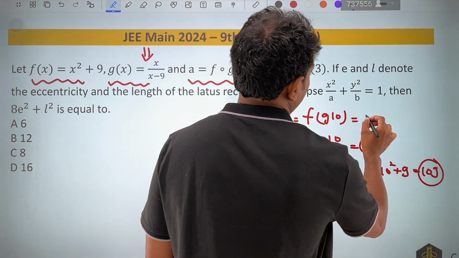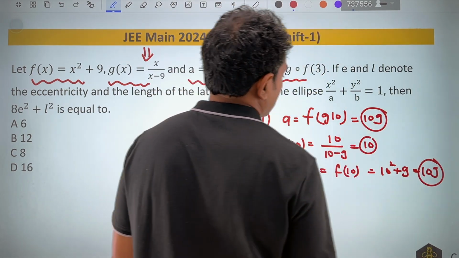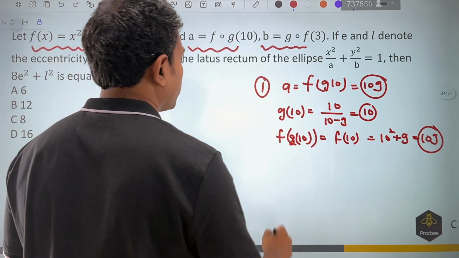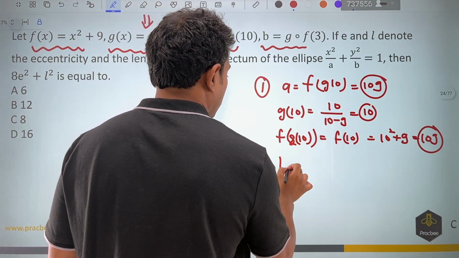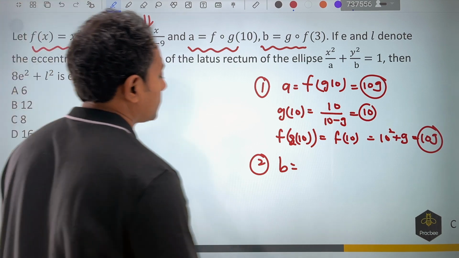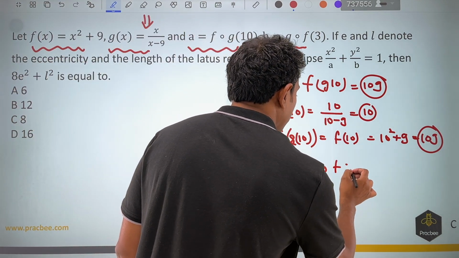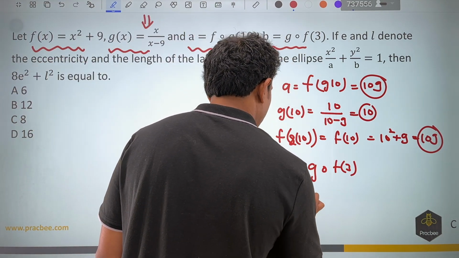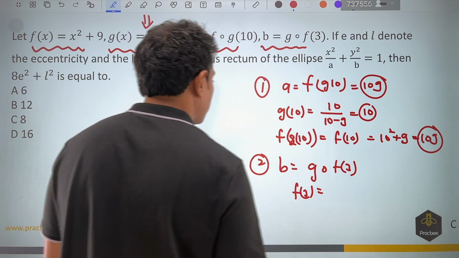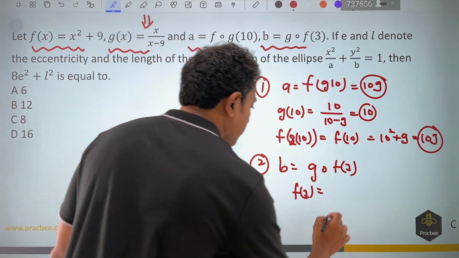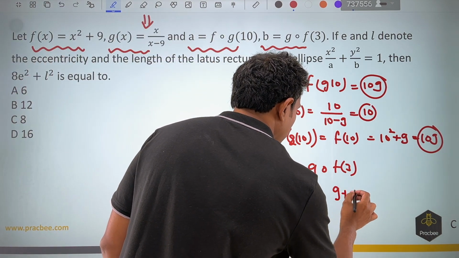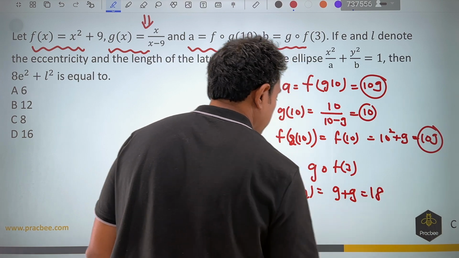So this comes out to be 109. If I move further, in the second part I will have to find the value of b. Now b is given as nothing but g of f of 3. So for this, you will have to find the value of f of 3 first. If I put 3 in the function, this will become 9 plus 9, that is nothing but 18.